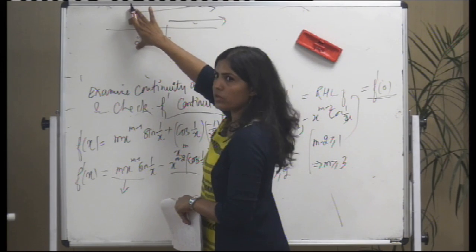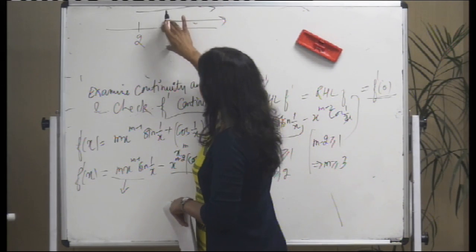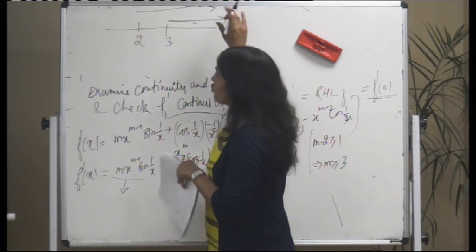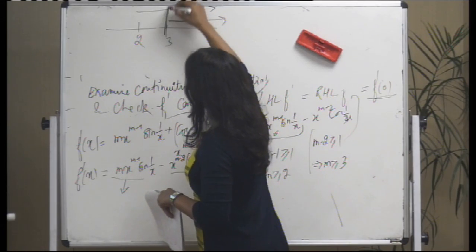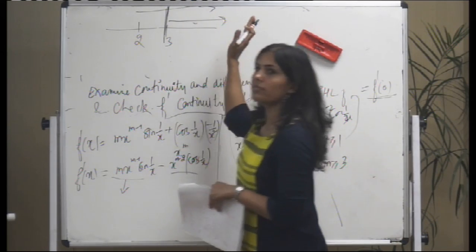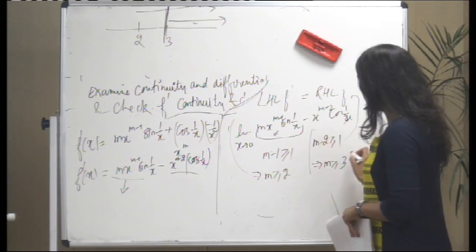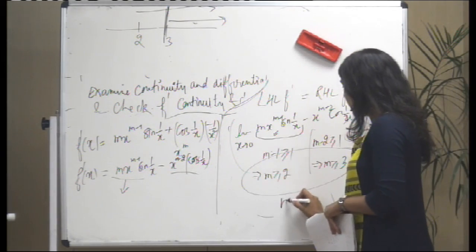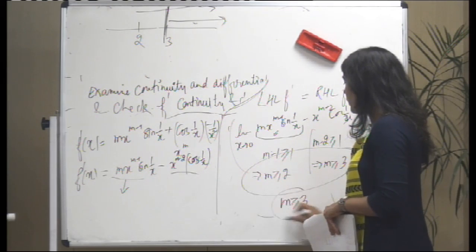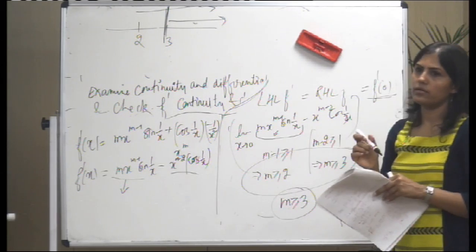First will exist when m is greater than or equal to 2. Third will exist when m is greater than or equal to 3. So for all these points both are existing. So the conclusion is, for m greater than or equal to 3 the limit will exist, meaning the function will be continuous.